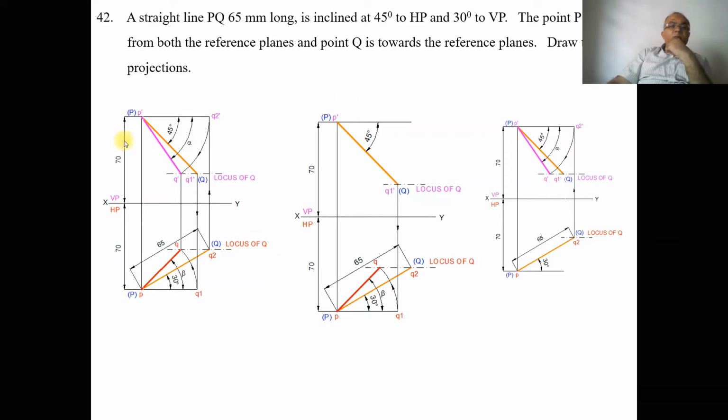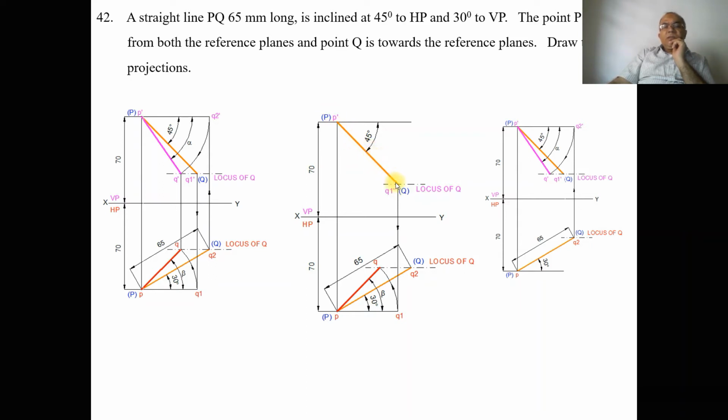This is the problem he has given. Now we need to try to solve the problem. To solve the problem, what we need is to find out the front view and the top view. So first we are going to take up the top view now. To find out the top view, we have to take the true length in the front view. We know that it is given in the problem that line PQ is 65 mm long. So we have taken the front view true length, which is P dash Q1 dash.